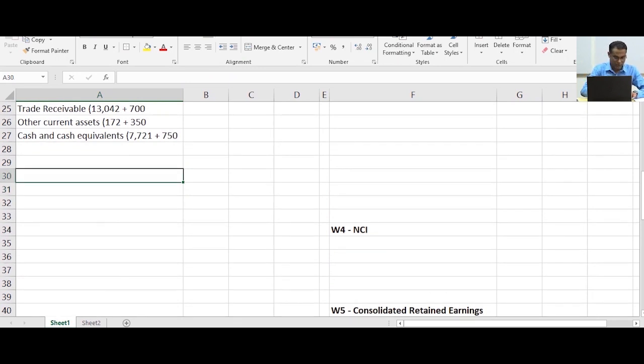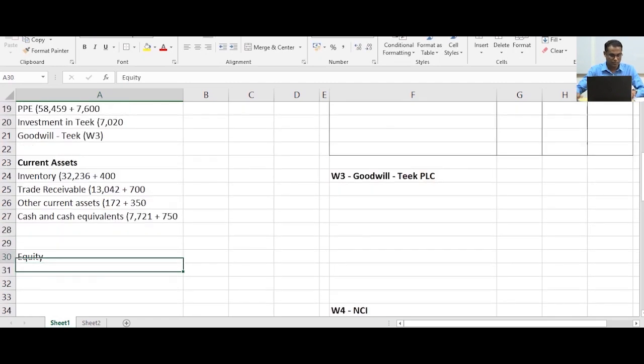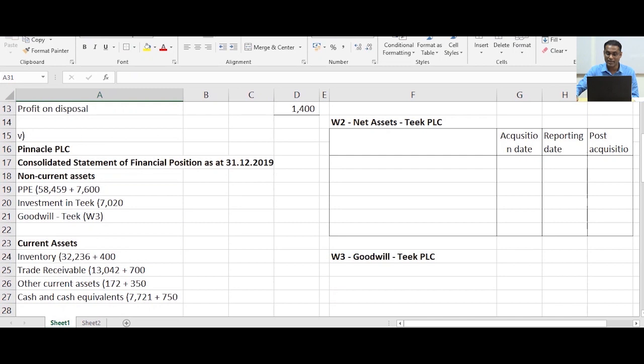Say starting from equity, so when you are putting the numbers in the equity section, you need to be careful because you can't do the line by line addition of the equity numbers, okay. So what you take to the face of the consolidated statement of financial position is the parent's equity figures. Subsidiary equity figures you take to the net asset table that you do in working number 2. All the equity figures, all the net assets of the subsidiary is recorded in the working number 2, okay.